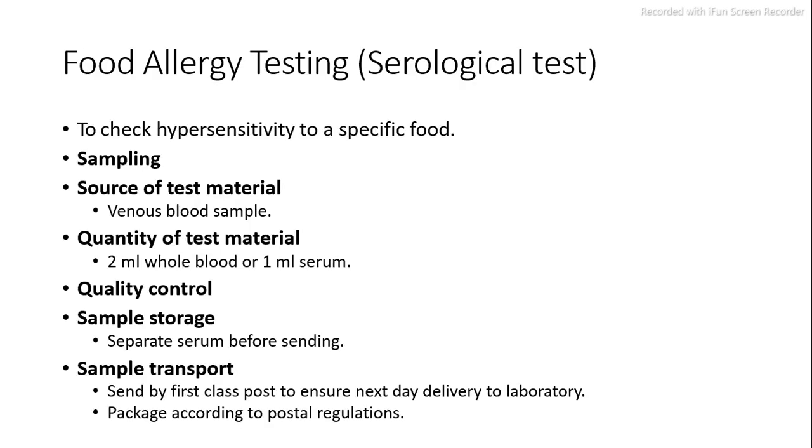Food allergy testing, serological test. To check hypersensitivity to a specific food. Sampling source of test material: venous blood sample. Quantity of test material: 2 ml whole blood or 1 ml serum. Quality control, sample storage: separate serum before sending. Sample transport: sent by first class post to ensure next day delivery to laboratory. Package according to postal regulations.